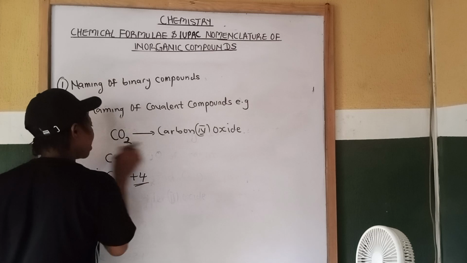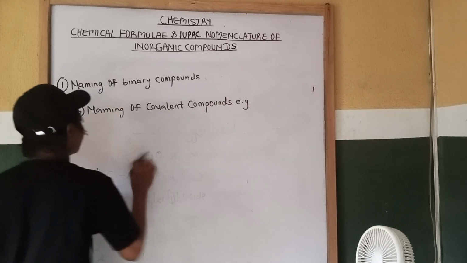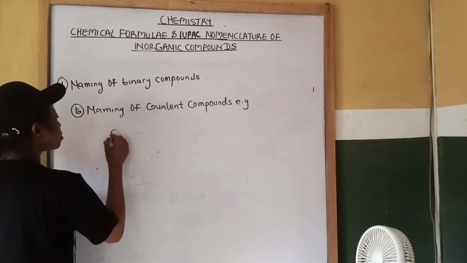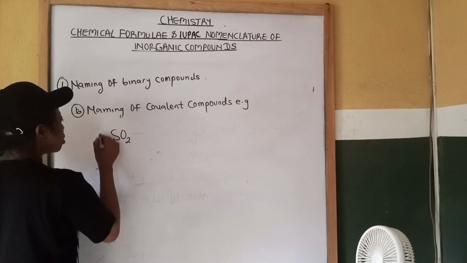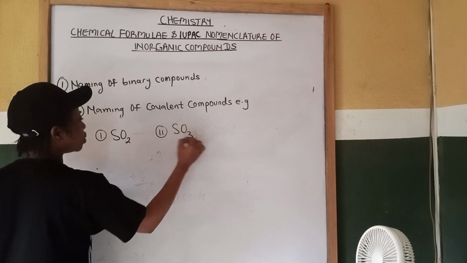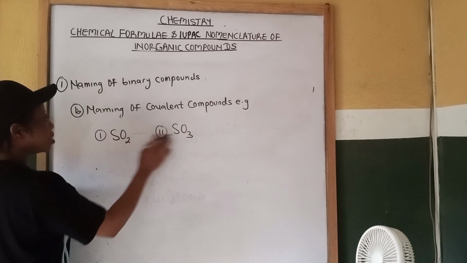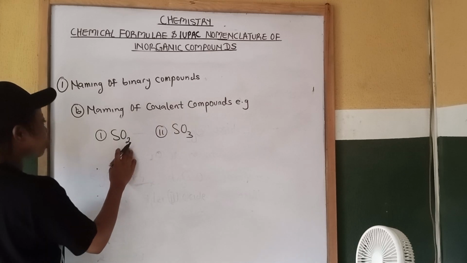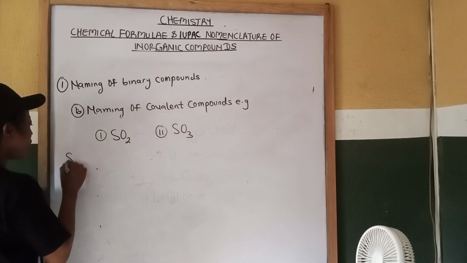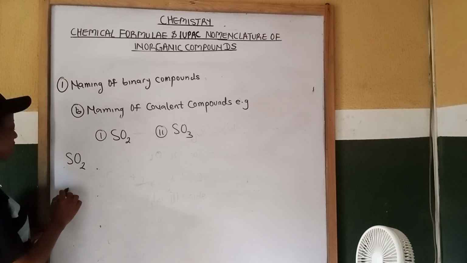Let's take two more examples. We are going to name SO2 and SO3. They are compounds of sulfur. Let's see how we are going to name the first one, SO2. S is a non-metal because it is in number 16. Sulfur is in number 16.